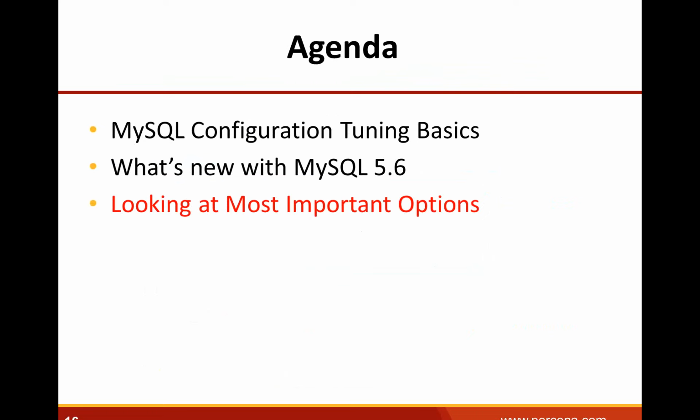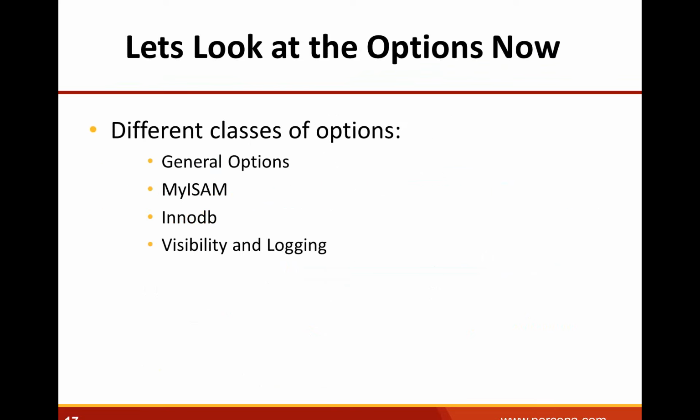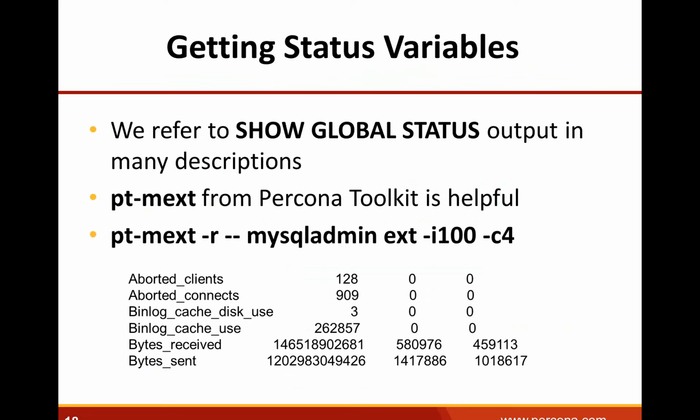Okay, let's go now to the last section of our webinar and talk about some of the most important options in MySQL 5.6. I split them into a few different classes. Before we go to the options, I wanted to briefly cover that as we set the options, we often refer to SHOW GLOBAL STATUS values, and to look at those values we are often interested both in the values since the start and in the current rate of change per second.